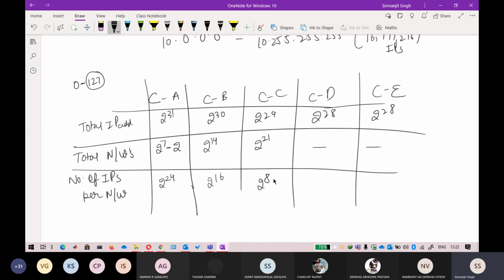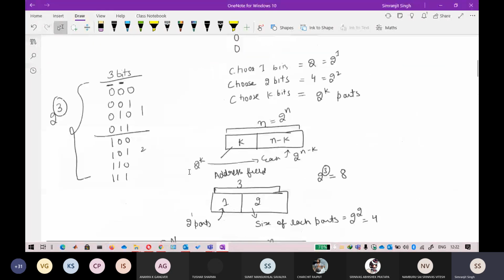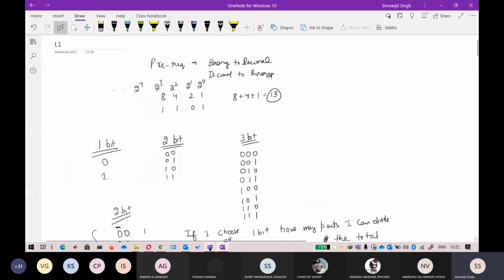Okay. So again, I am not talking about the number of hosts present in each network. I'll talk about the number of hosts in the next one, because there are some things in every particular IP here. Okay. So till here, if you don't understand anything, just let me know, or you can ask me anytime.